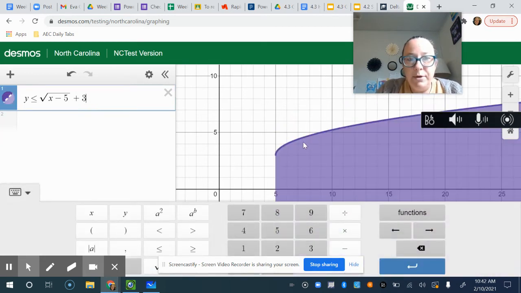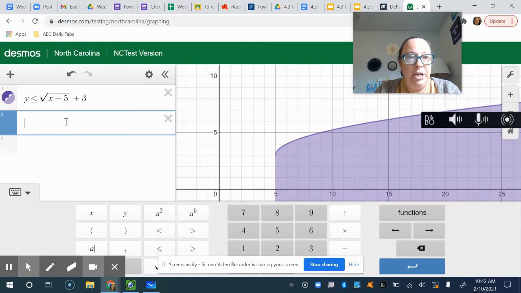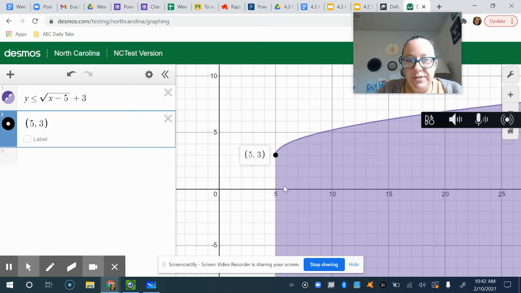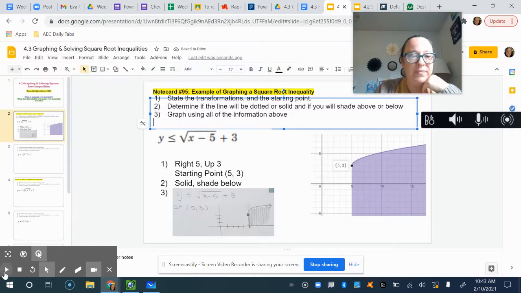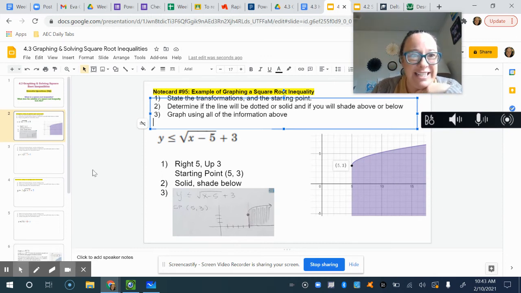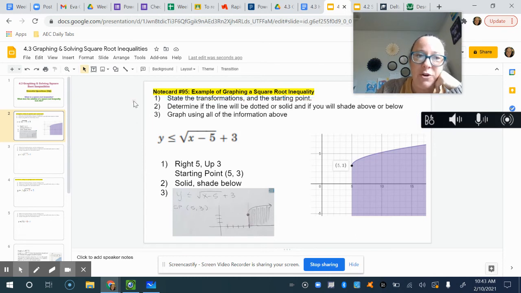Okay, now remember, it's not going to show you your starting point. You have to type that in. I explained that in the 4.1 video, and there we go. And you'll see that the shading doesn't go over here. That's what I mean. You've got to imagine that starting point has a vertical line there because you can't go past it. Okay, I went in and plopped that pretty version on Desmos. But look, it's the same thing. Pause me and finish up note card 95.